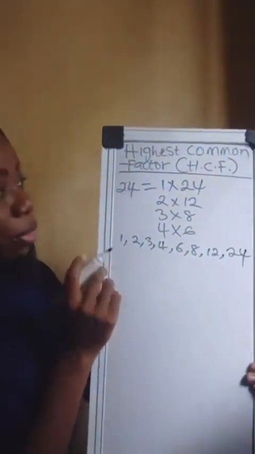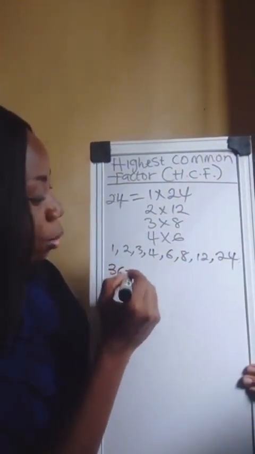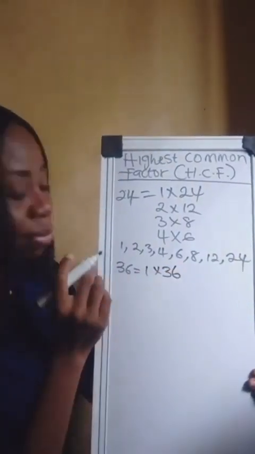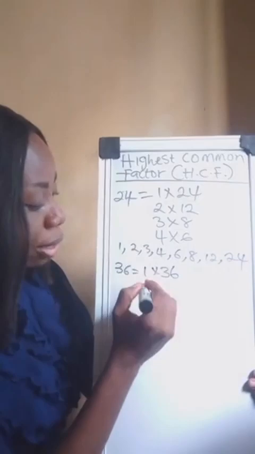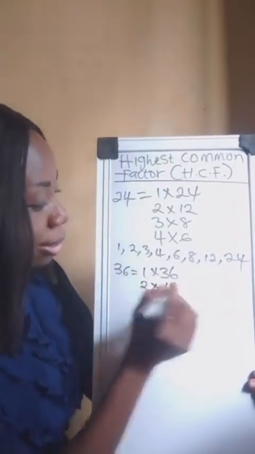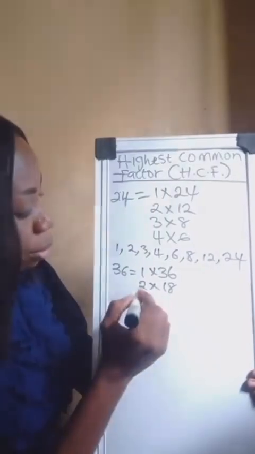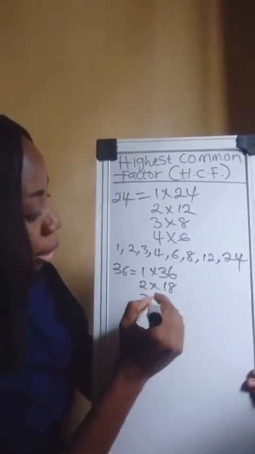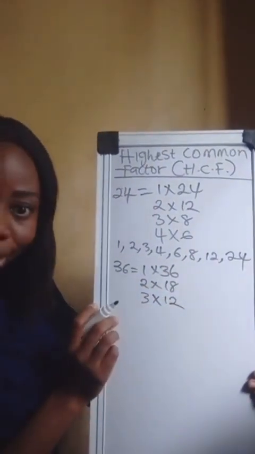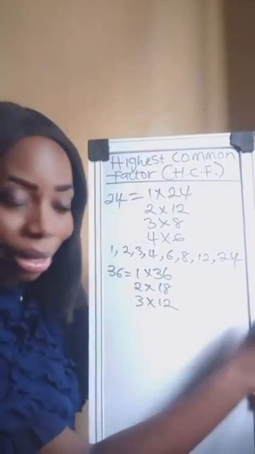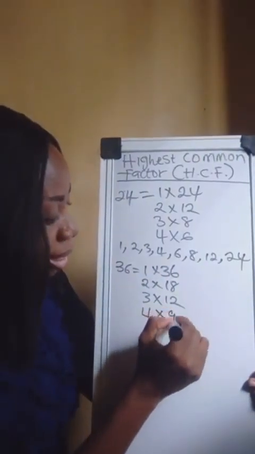Now we do the same for 36. All the factors of 36, we start with 1. 1 times 36 is 36. 2 can divide, so 2 times 18 is 36. How about 3? 3 can divide 36 without a remainder. 3 times 12 is 36. How about 4? Can 4 divide 36 without a remainder? Yes. 4 times 9 is 36.